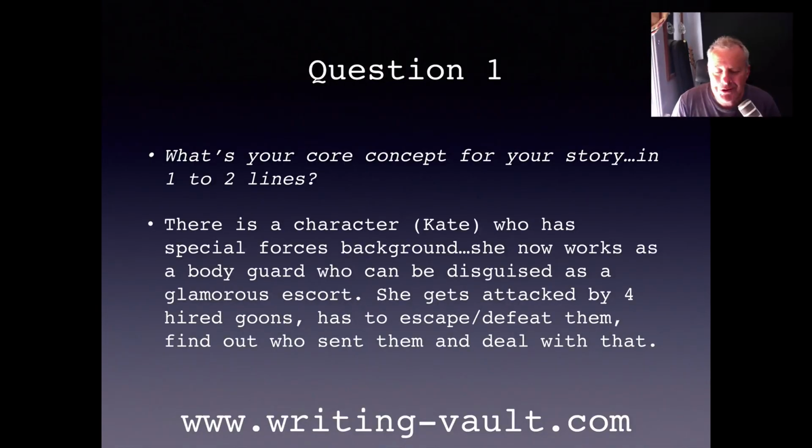There is a case, not 1 to 2 lines though. I'm renowned for being verbose, as you've probably worked out, but this was my core concept. There is a character, Kate, who has special forces background. She now works as a bodyguard who can be disguised as a glamorous escort. She gets attacked by 4 hired goons, has to escape / defeat them, find out who sent them to attack her, and then deal with the fallout with that, so she's safe in the future. And I wanted a much more positive resolution than the original story, where she basically gets arrested and sent to prison.